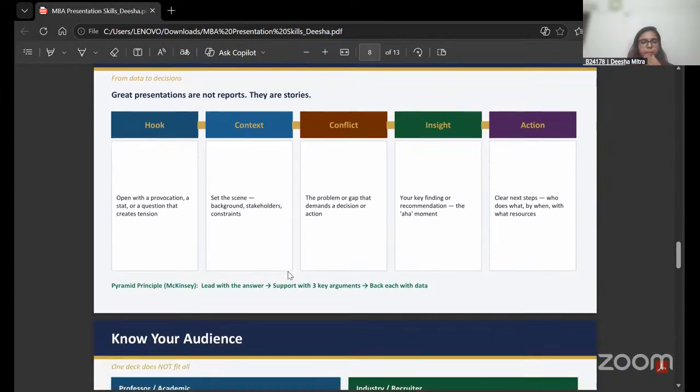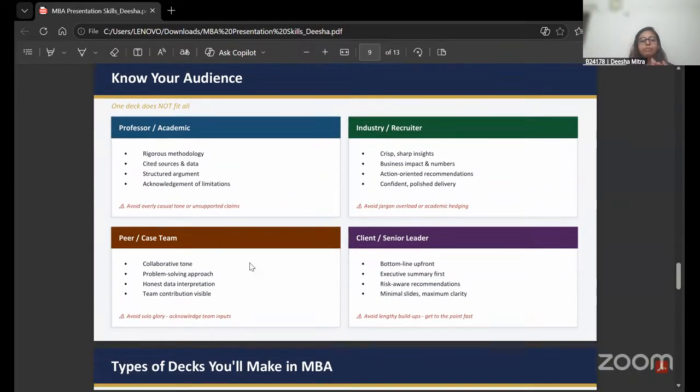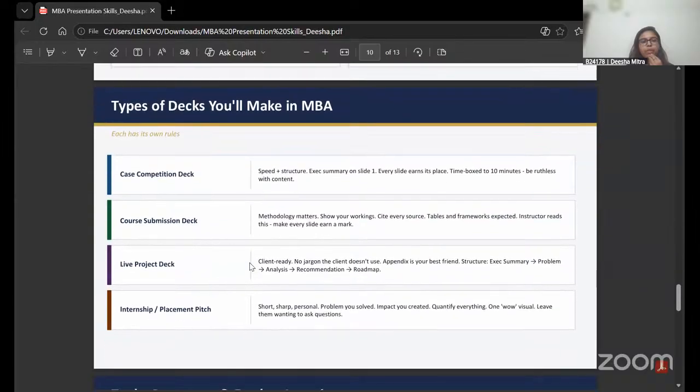Okay. Then this is some information. So before this, I would want to tell you about the different types of decks that you would majorly be making during your MBA. So one would be your case competition deck. This is something I think most of you are aware about. Like during your MBA, you would be participating in a lot of case competitions. You would have to do a lot of submissions.